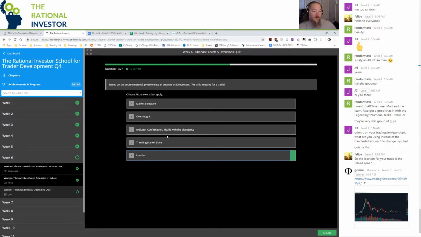Then we look for indicator confirmation, ideally with divergence, right? And then last but not least, we're going to look for market structure. Those are our three valid reasons for a trade. Now, trending market state is going to help us determine what kind of setups we're looking for, right? Ranging market state might tell us to look for other ones. Overbought conditions, we will get into a little later. Those are part of indicator confirmation, but the three things we look for are location, indicator confirmation, ideally with divergence, which I refer to as momentum, and then market structure.